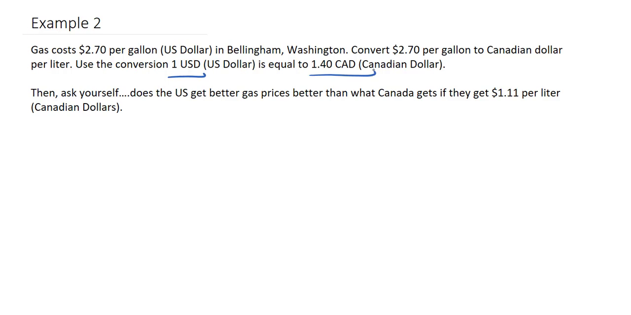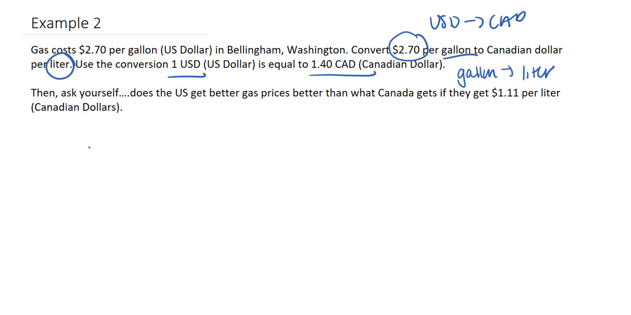So we're going to convert. So we're converting, right? We're converting our US dollars to Canadian dollars. What else are we doing? Well, we have gallons and we need to convert it to liters, because in Canada, they have the metric system, so they're going to do it per liter, not per gallon. So we're also going to go from gallons to liters. So we have two different conversions we're doing. So let's go ahead and start this.